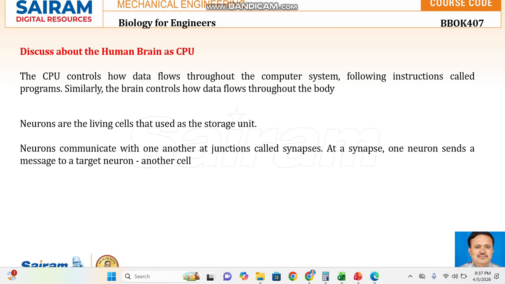So neurons are the living cells where the information is stored. So neurons are the storage units. Neurons are communicating with one another at the junctions called synapses. At a synapse, one neuron sends the message to the target neuron, that is another cell.